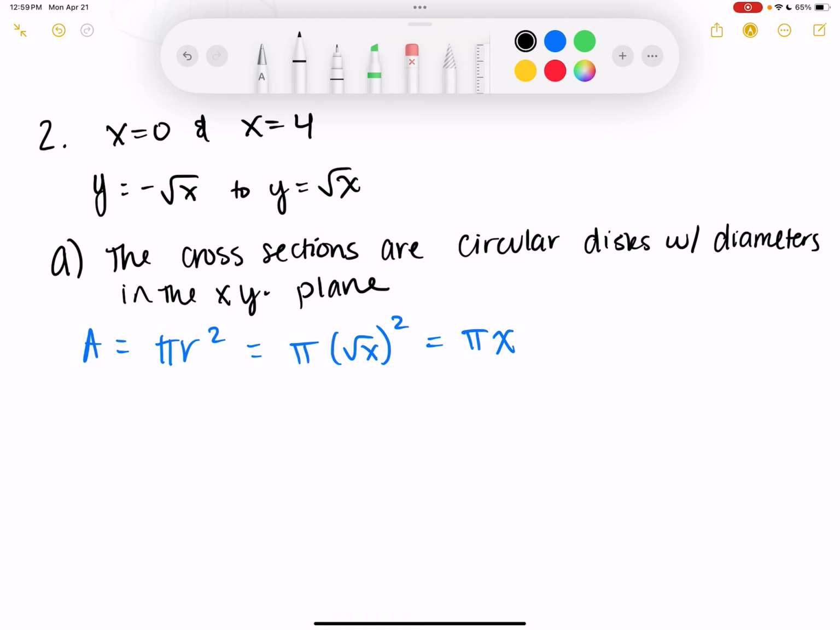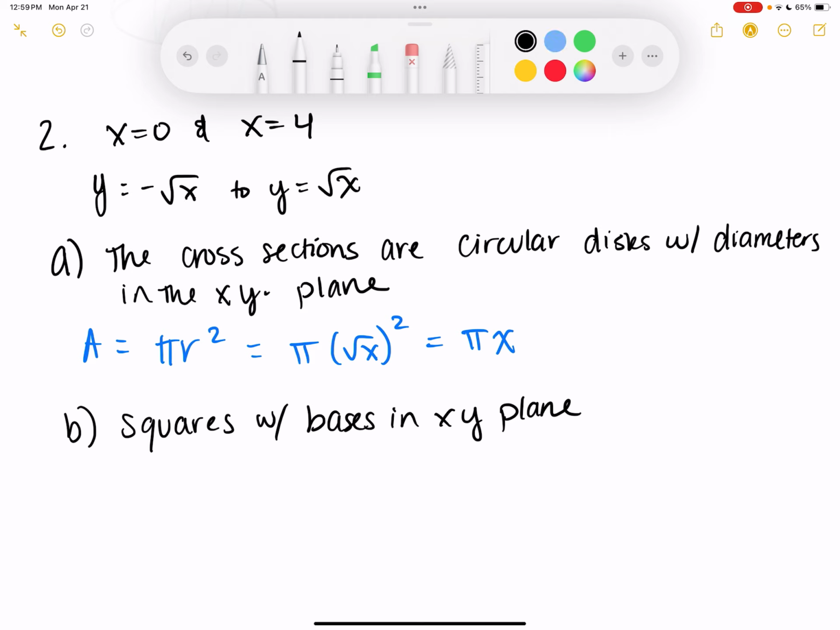So B is the cross sections are squares with bases in the xy plane. So that's just saying the base of the square is in the xy plane. Whereas like this one, the diameters were in the xy plane. So what is the area of a square? Yep, so side squared.